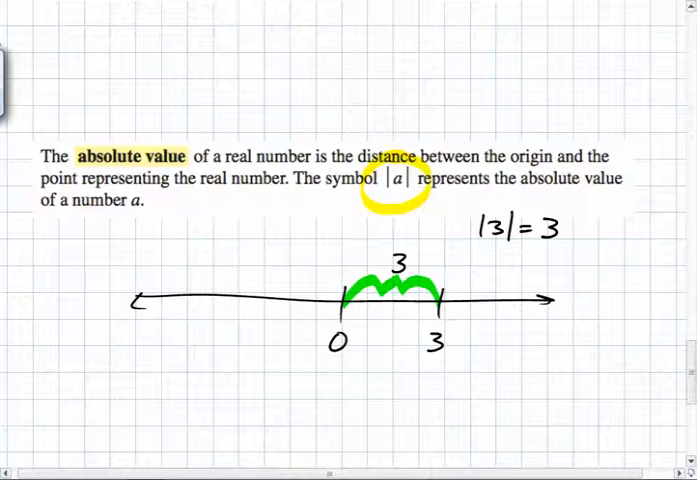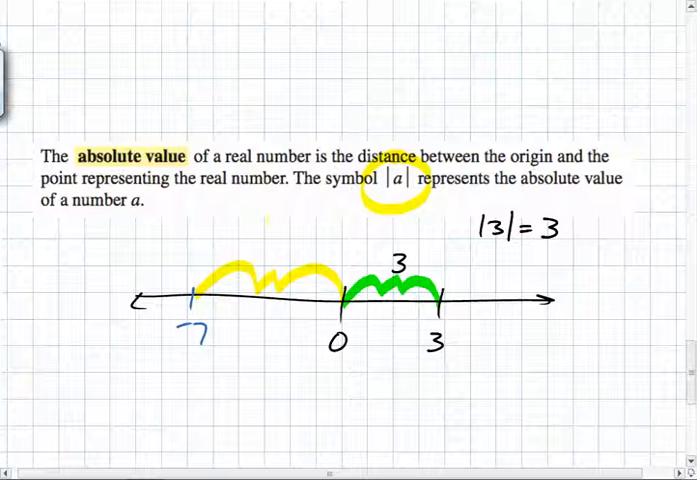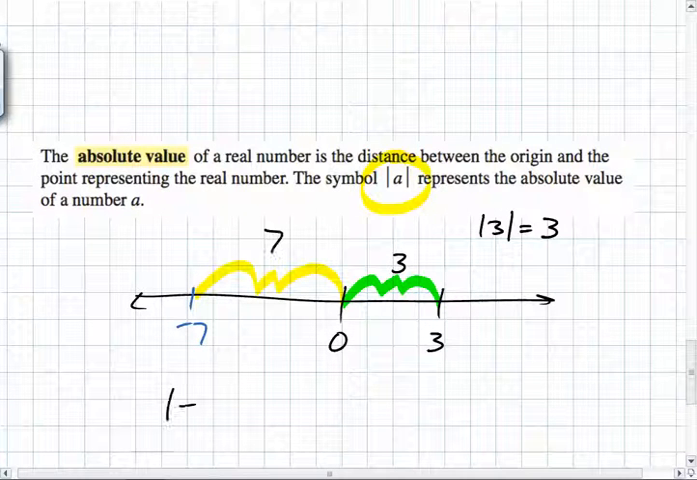Now, finding the absolute value of positive numbers is pretty simple because the absolute value of positive numbers will be the number itself. But what about going to the left? Let's say I went to negative 7. Well, what is this distance right here? Well, that distance is 7. So you would say the absolute value of negative 7 is indeed 7.